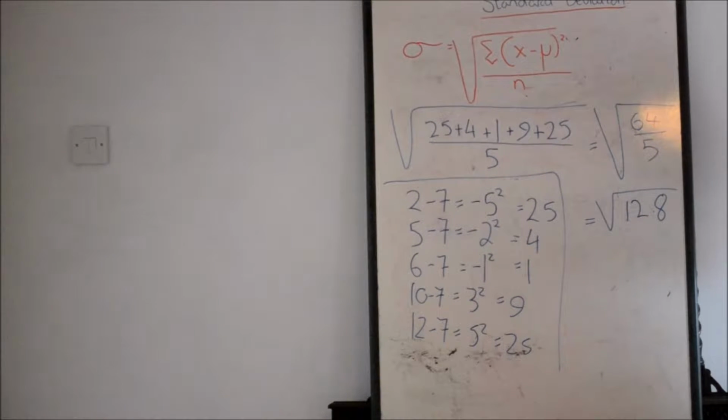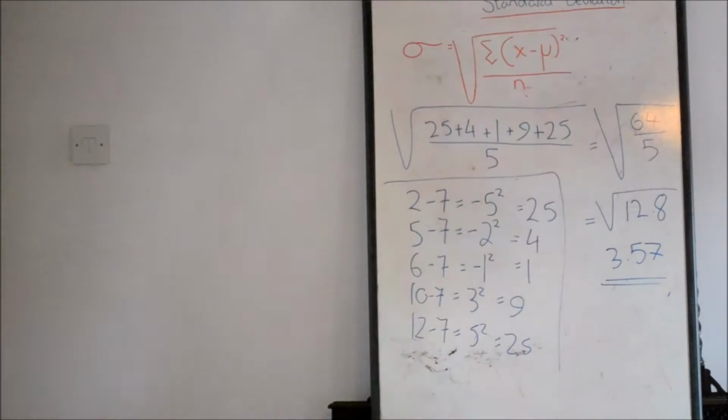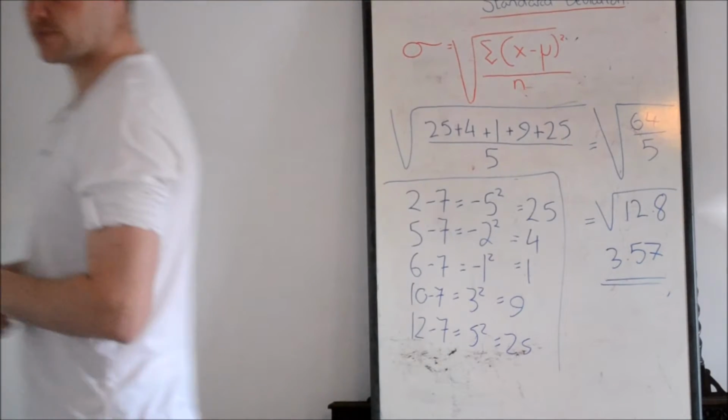12.8, and we get the square root of 12.8. And that gives us 3.57. So 3.57 is our standard deviation. Okay? If you want to take that down as an example, I'll give you a few minutes to do that.